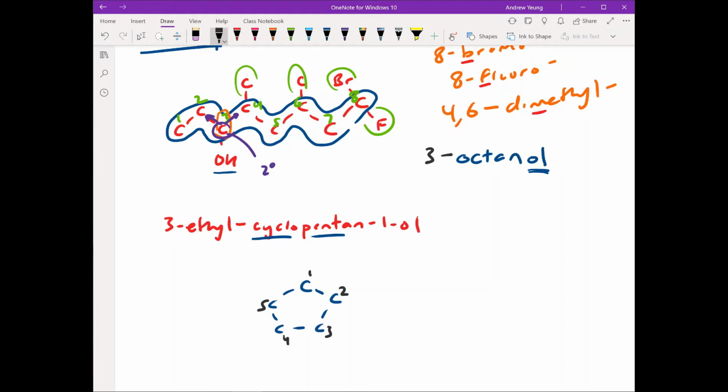At position 1, we happen to have an alcohol group. The OL means I have a single bond to an OH. That's your hydroxy group. And then at position number 3, we have an ethyl group here. We have a carbon and a carbon. Everything else is normal. We're an alcohol here. Again, a secondary alcohol. Okay.